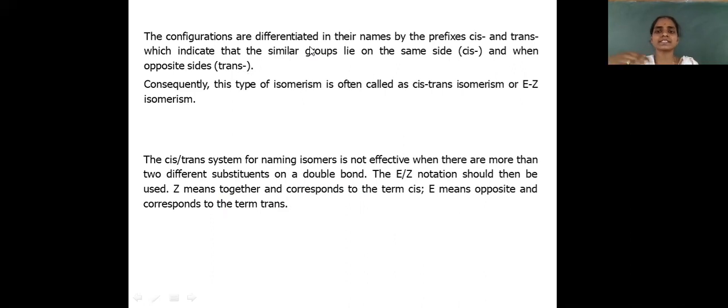If the atoms are on the same side, such compounds are called cis isomers. When the groups are on opposite sides, they are called trans isomers. Cis and trans can also be called E and Z. So the other names for geometrical isomers are cis and trans isomers, and E and Z isomerism.